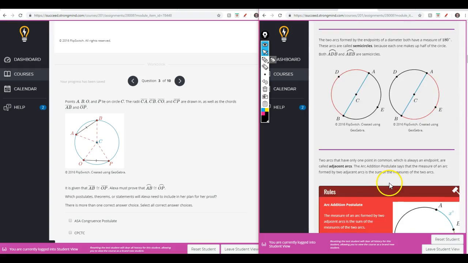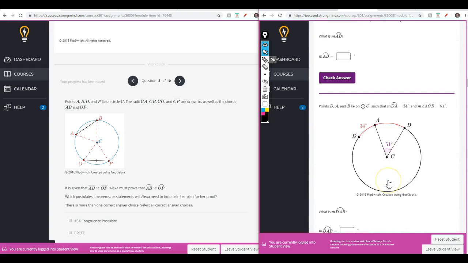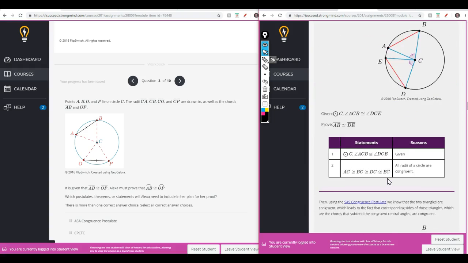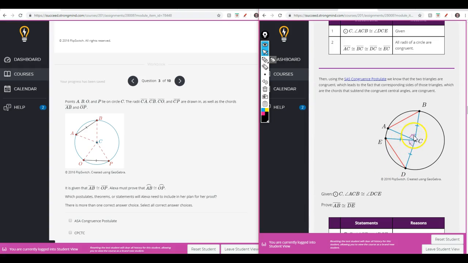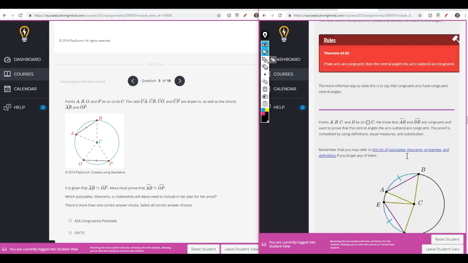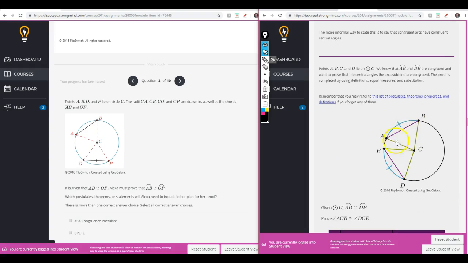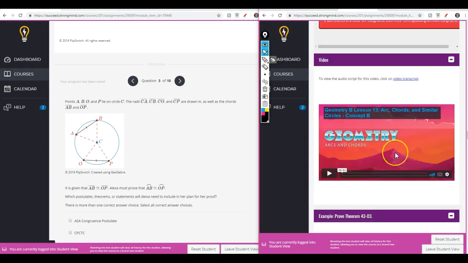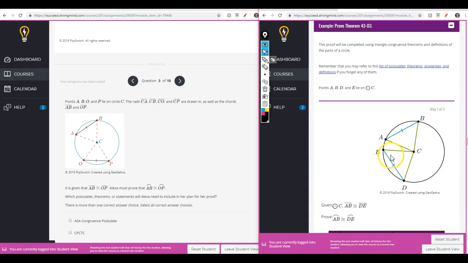And I'm looking for chords that are matching or are congruent. That one has the central angles. Okay, that has the arcs that's matched. Okay, this one looks very similar. We have the chords. Okay, it says given that segment AB is congruent to segment DE, prove that arc AB is congruent to arc DE.